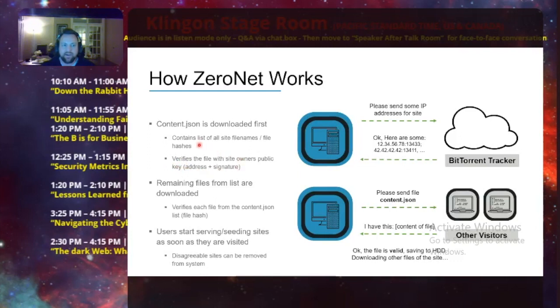I then open up the file, and that file is going to contain a list of all of the file names and hashes associated with that site. I then reach directly out to those two nodes, and say, hey guys, I want to download the rest of the files. I then download the rest of the files, but I don't need to verify each file was signed. I simply ensure that the hash that I'm requesting is the hash that I downloaded from that signed file. So you can see from a speed perspective, it makes it very quick to download stuff. And then as soon as I grab it, I start seeding it.